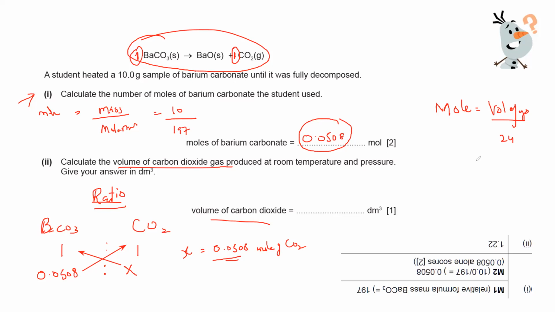Now the second part, the main part, because we need the volume of carbon dioxide and the formula which relates moles with volume: moles equal volume divided by 24. So moles of carbon dioxide are 0.0508, volume we don't know, and divide by 24. If this 24 is divided, on the other side it will be multiplied. So 24 multiplied by 0.0508 will give us 1.22 decimeter cube. So that will be the final answer.